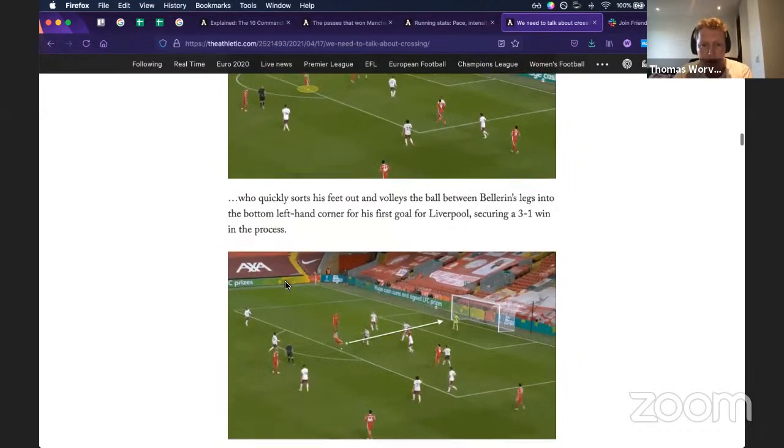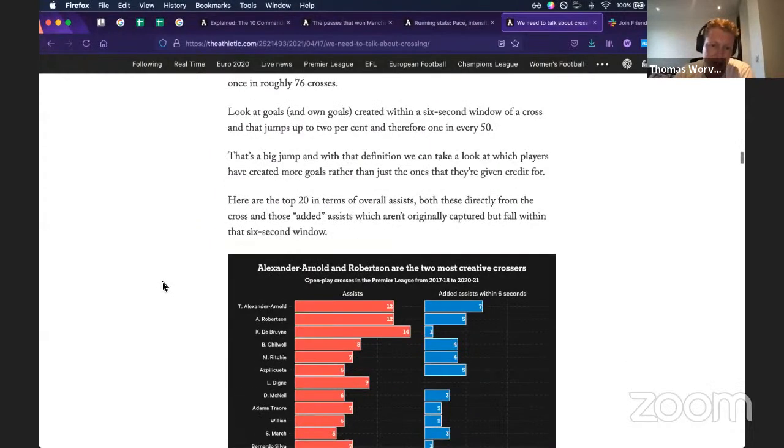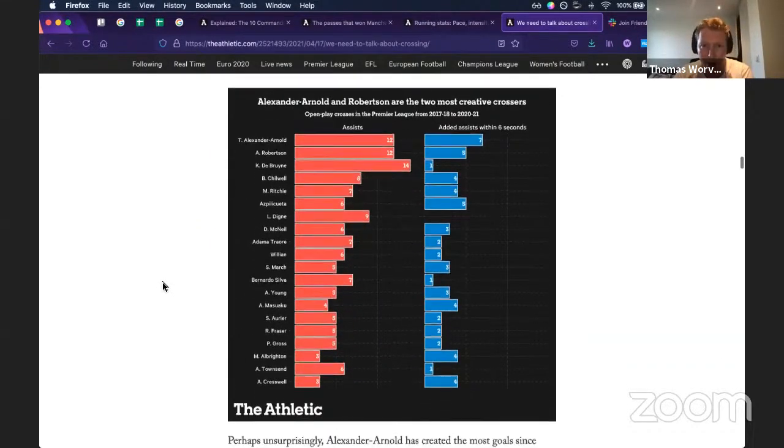So this whole article was really about how we better evaluate crossing with numbers, because I don't think the numbers are perfect at the moment. And this is what that does. This is a table of the players who've added assists within 6 seconds. In the 3 seasons this was looked at, Trent got 12 assists, De Bruyne got 14, but Trent added 7 more from adding assists, as in creating chaos and contributing to goals within 6 seconds.